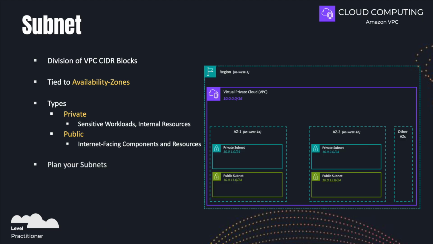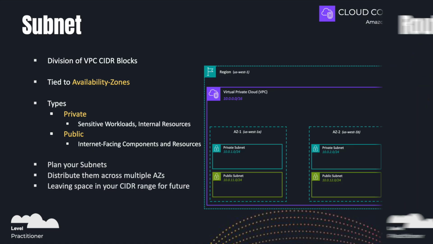A good practice is to plan your subnets so that they are evenly distributed across multiple AZs for high availability, while also leaving a space in your CIDR range for future expansion.